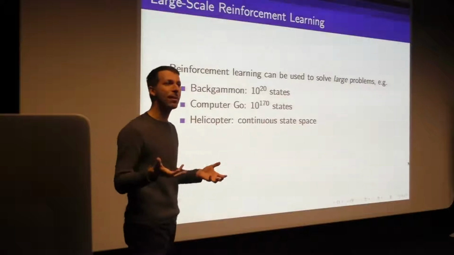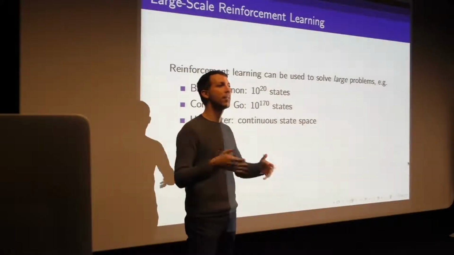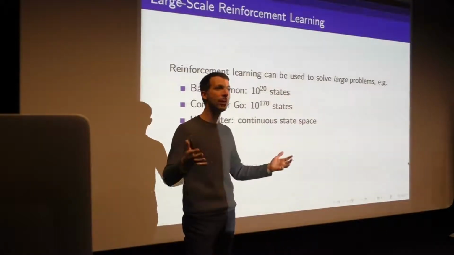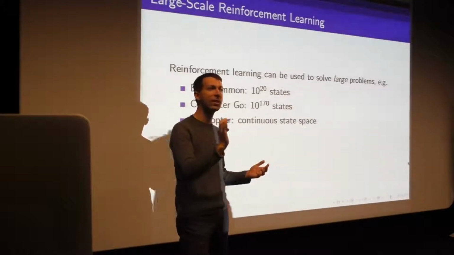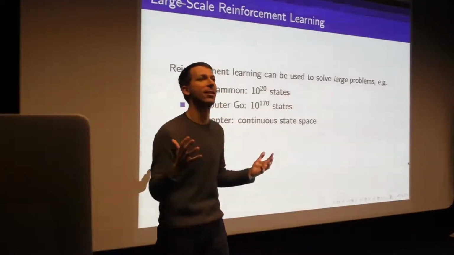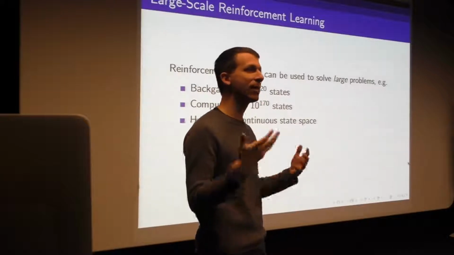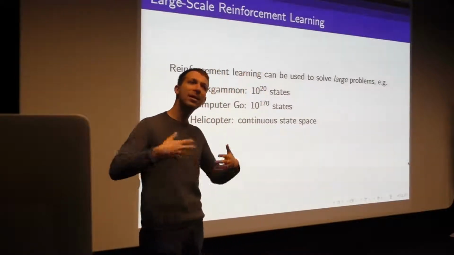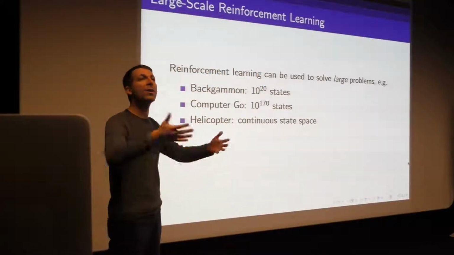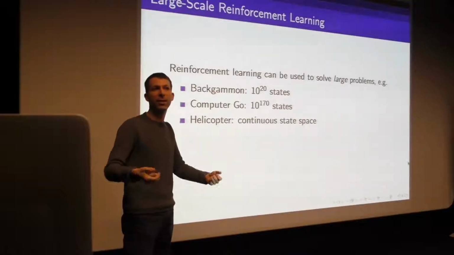So something's got to give. You can't just build a table anymore. The approach we've seen so far of just building a table and having a separate value for each state in your state space is just not practical. It's not going to work. It's not going to scale up to these interesting problems. So we need some method that scales up, and regardless of the size of the state space, we want to be able to get methods that work.